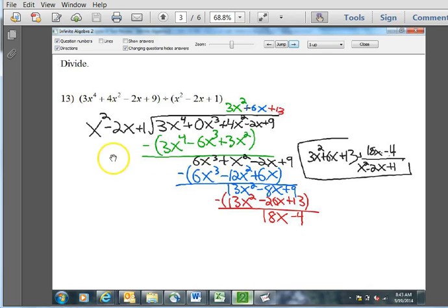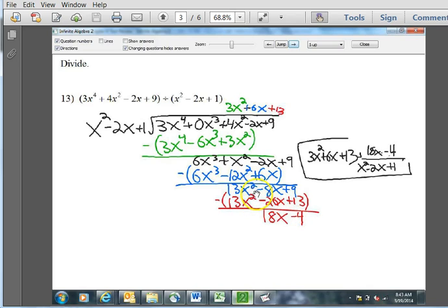What times x squared gives me 13x squared? A 13. Multiply the entire trinomial by that and subtract. Now I'm left with this. The biggest item out here is now bigger than what I have left. That becomes my remainder. So my biggest power, which is 2, is now bigger than that power, which is 1.